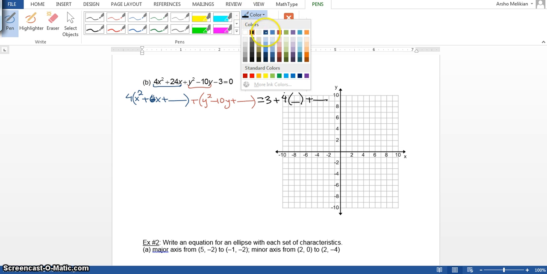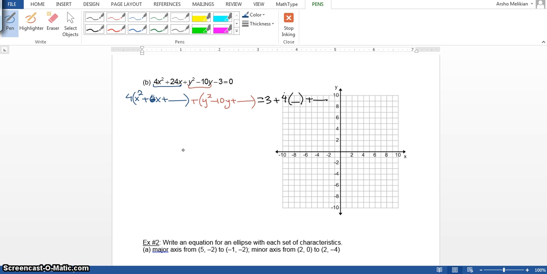Why is this 4 times? Because you took out the 4 from the x. Now, what number will go here? 6 divided by 2, 3 squared is 9. And here we're going to have 25. So 9 here, 25 there. All right. If we factor, you have 4 times x plus 3 squared plus y minus 5 squared is equal to, this will be 64, I believe. Yeah?